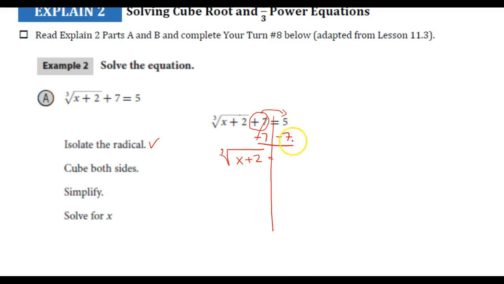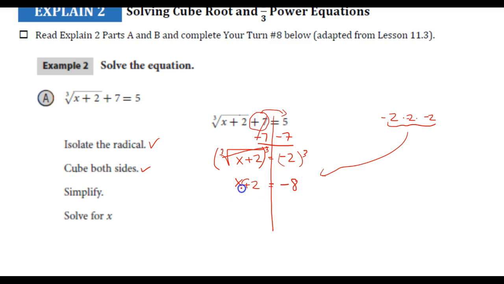And what does 5 take away 7? -2. Just as it says here, we're going to cube both sides. So we're going to raise this side to the 3rd power and this side to the 3rd power. What that's going to do is cancel out our cube root. So I'm left with x plus 2 equals, what is -2 times -2 times -2? What would that be? And that would be -8.